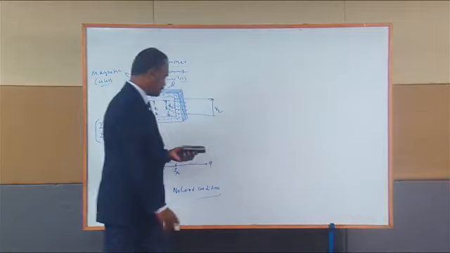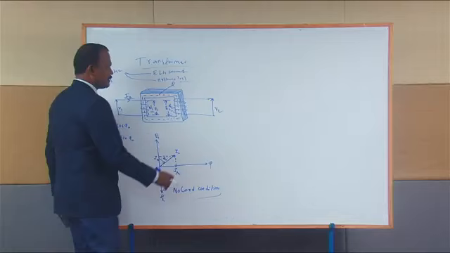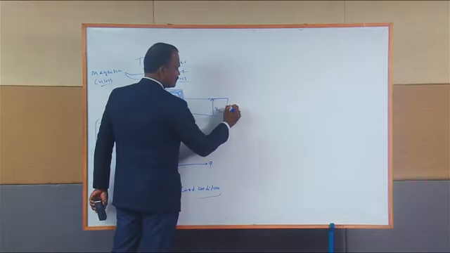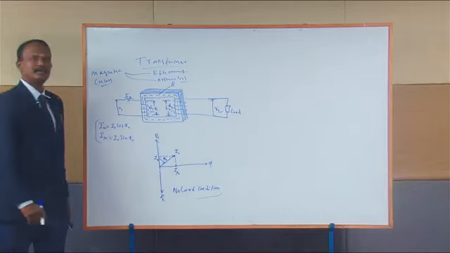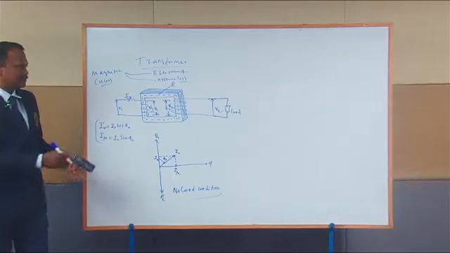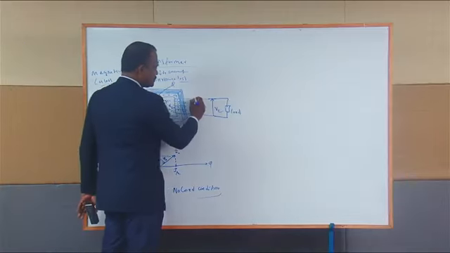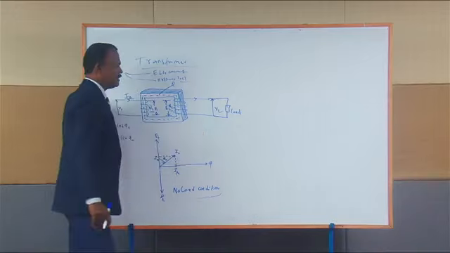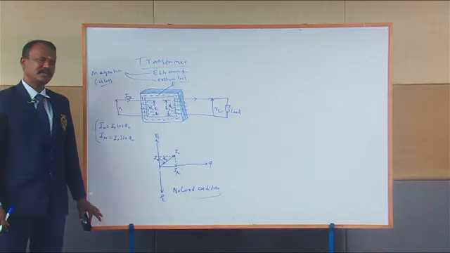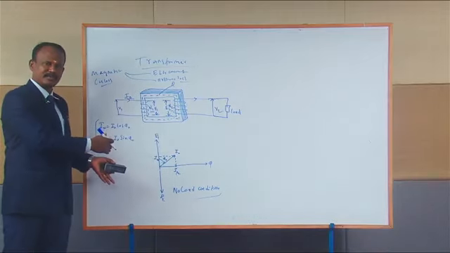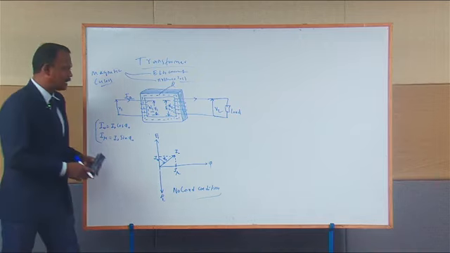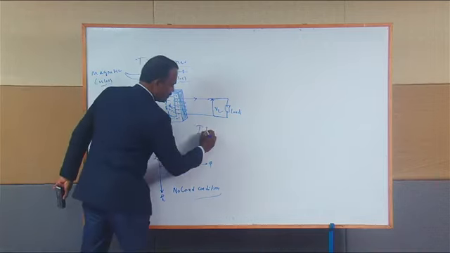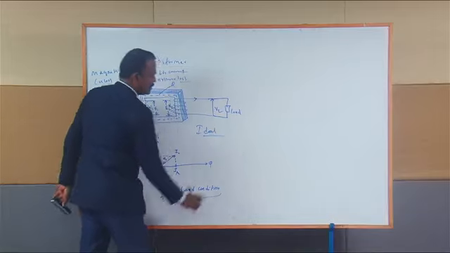Now let us consider the transformer when it is connected to the load. Now I connect the load to the secondary of the transformer. For analysis, I consider it is a lossless transformer. Then let us draw the phasor diagram for the transformer under a lossless condition, or we call it an ideal transformer.